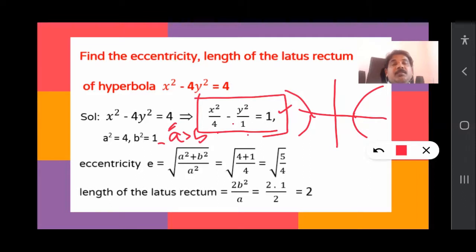Eccentricity E is equal to under root of a square plus b square by a square. Substituting a square value and b square value, we get under root of 4 plus 1 by 4. This is equal to root 5 by 2. Length of latus rectum is 2b square by a. Substitute b square is equal to 1, a is equal to 2. 2 into 1 by 2, the 2s get cancelled. Answer is 1. Therefore, for the given hyperbola, eccentricity is equal to root 5 by 2. Length of latus rectum is equal to 1. This is the answer.